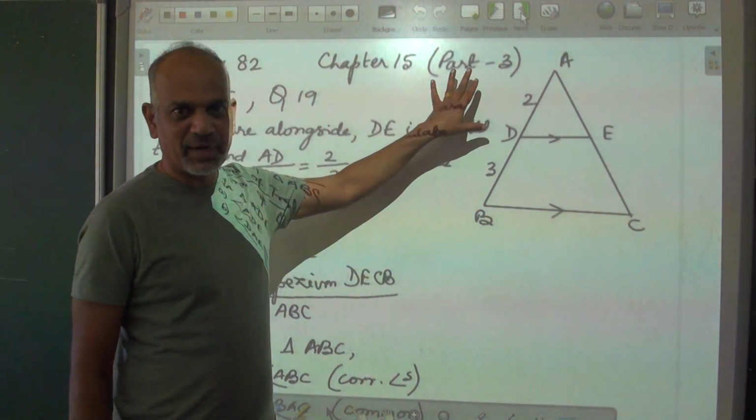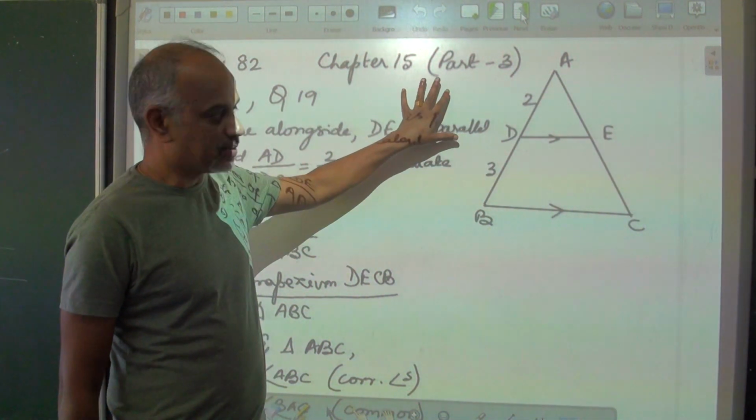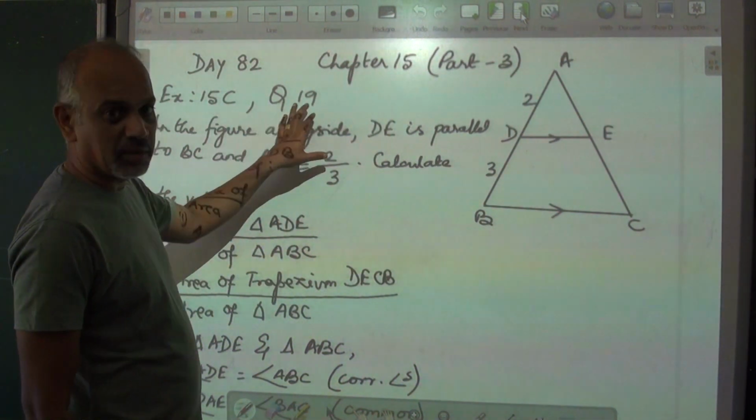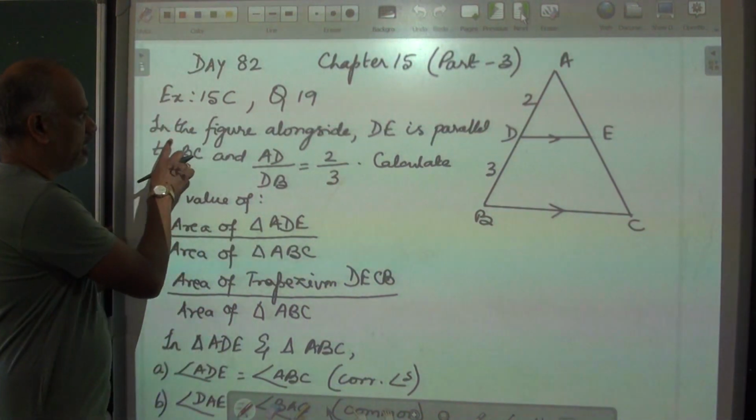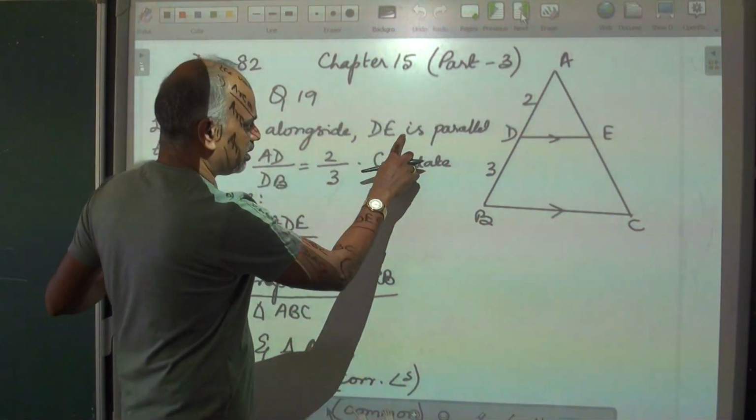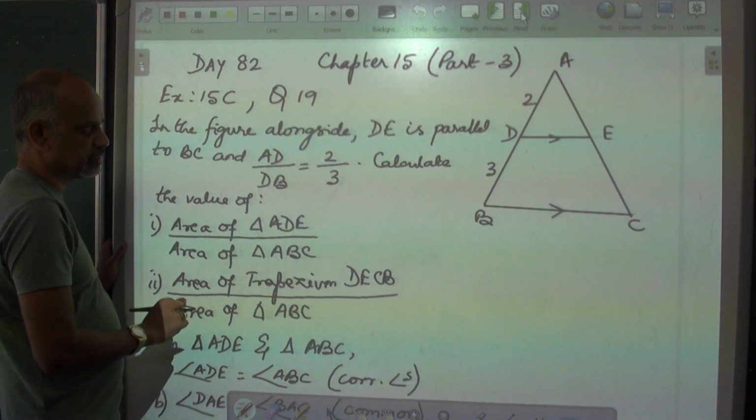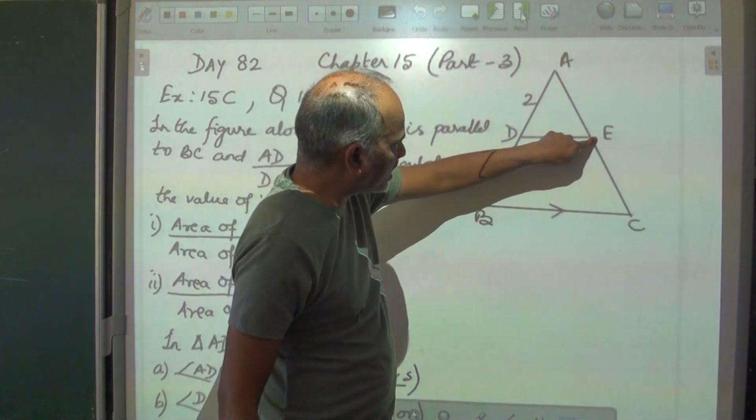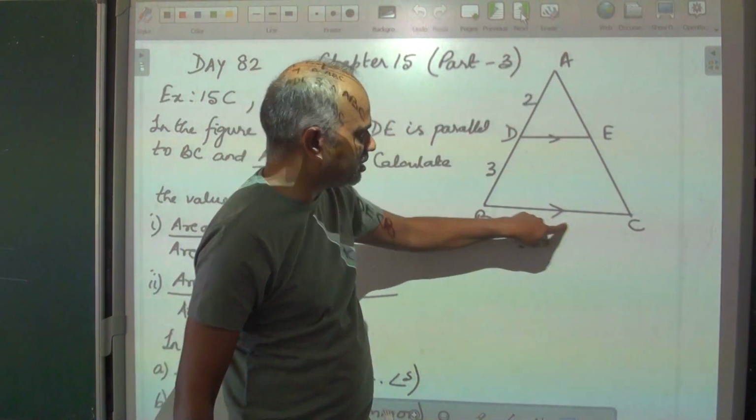This is the third and the last part of the chapter Similarity. Exercise 15C, question number 19. In the figure alongside, DE is parallel to BC. This is the figure given. There is a smaller triangle ADE and a bigger triangle ABC.